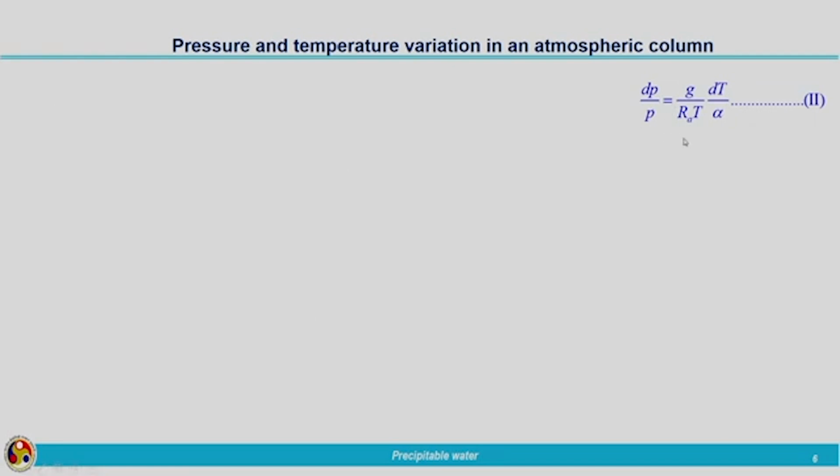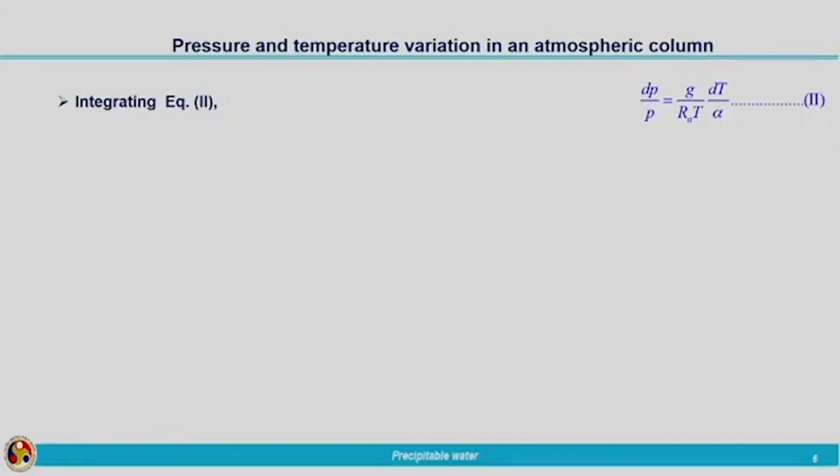This equation is for the elementary strip. So, if we want to apply it for the entire atmospheric column, we will be integrating it. So, we are going to integrate equation number 2, integral dP by P is equal to g by RA alpha integral of dT by T. What will be the limits? We will be integrating from section 1 to section 2. At section 1 the pressure is P1 and at section 2 it is P2, with temperatures T1 and T2.